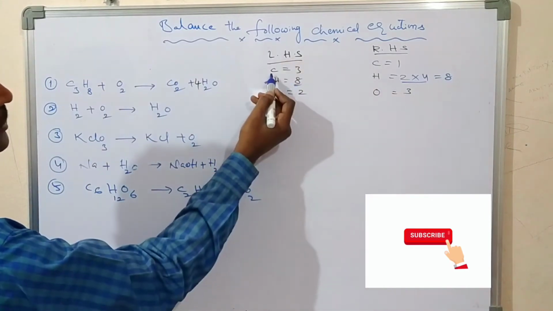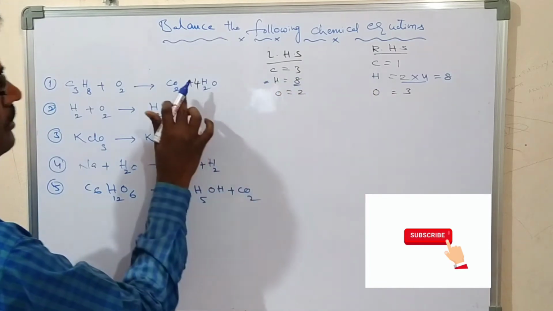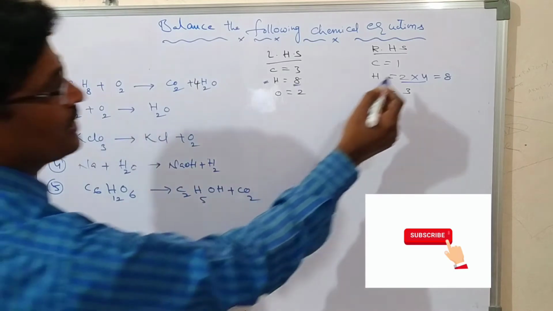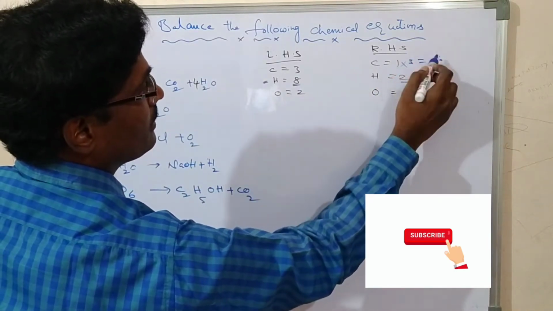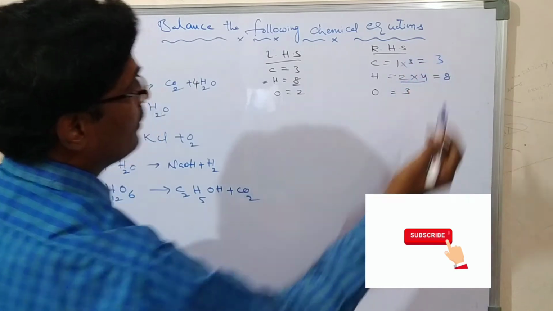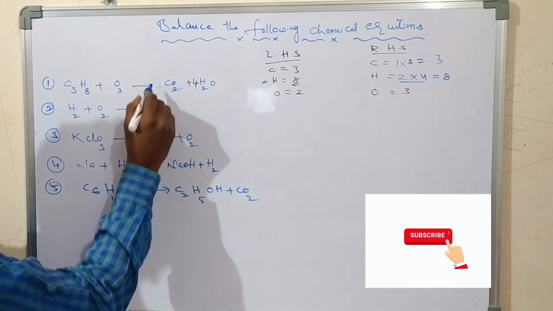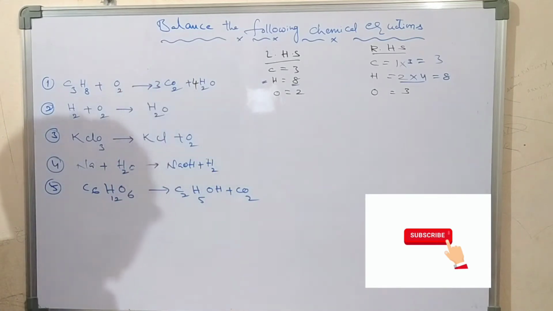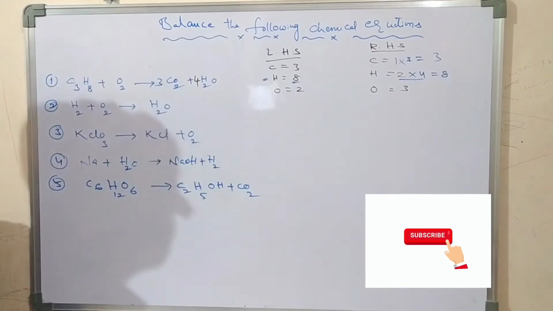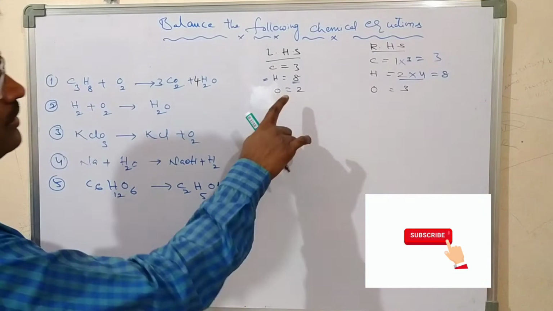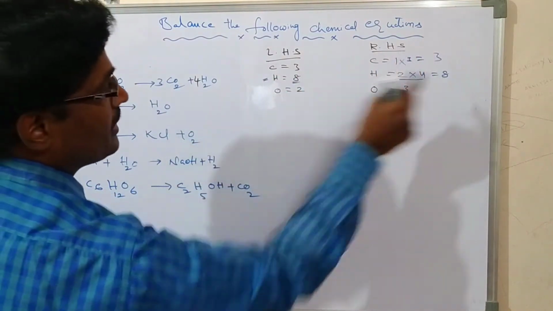Next step: where is the difference? Both are equal. Now let's go to the carbon. How many carbons here? 3. Here how many carbons? Only 1. What do you have to put here? You have to multiply with 3, and you will get 3. Where do you keep the 3? You have to put it here. Now you count: here 3, here also 3. Carbon is completed, 3 and 3. Hydrogen is complete, 8 and 8.